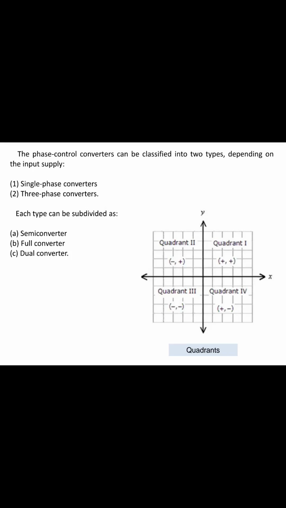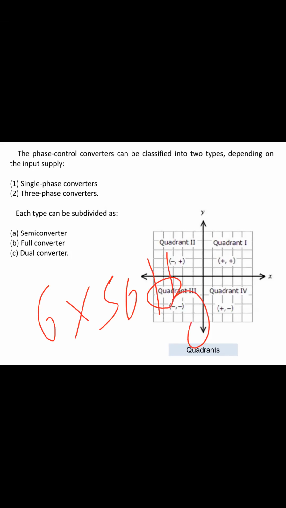These rectifiers are also described by their pulse numbers. The pulse number is directly related to the repetition period of the DC voltage. For example, a 6 pulse converter operating from a 50 hertz supply produces 6 times 50, that is 300 hertz, in the output wave.